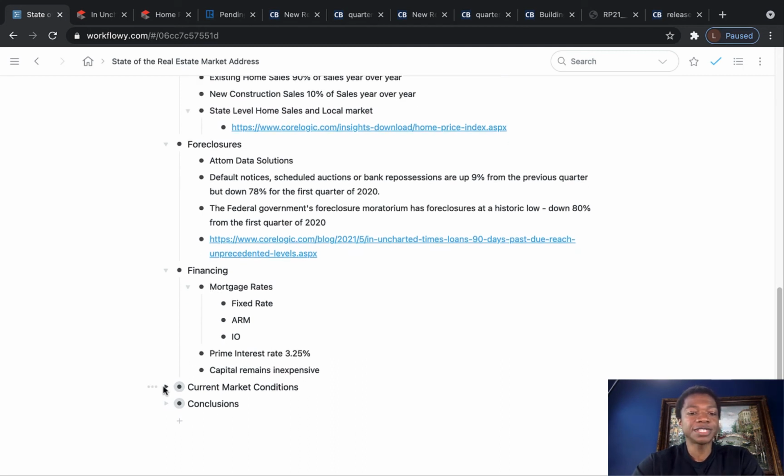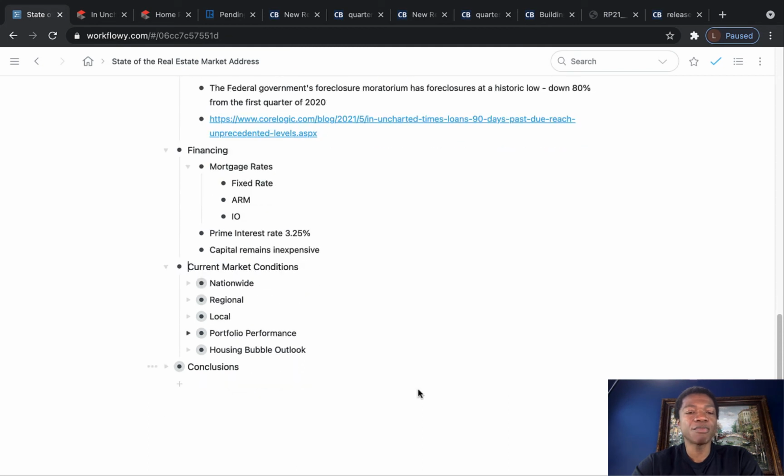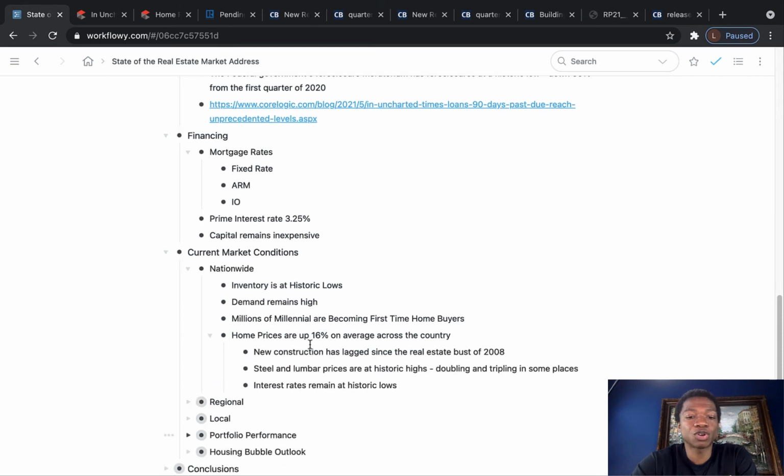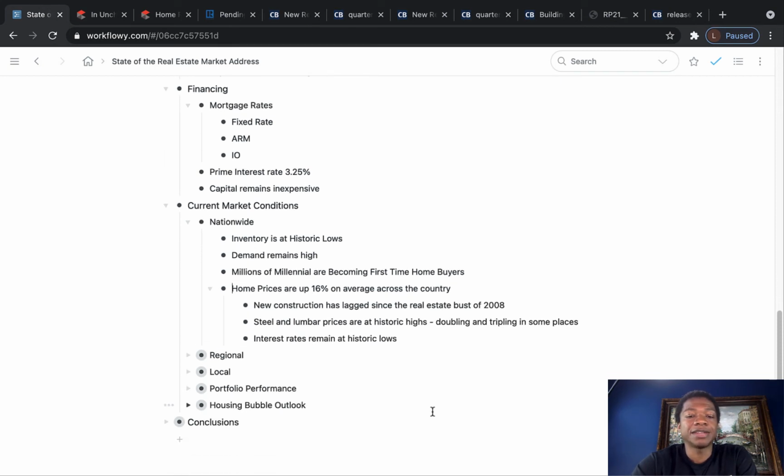And so finally, if we take a look at current market conditions, we see nationwide that inventory is at a historic low. Demand remains very high, and millions of millennials are becoming first-time home buyers. And prices are up about 16% on average across the country. And a lot of that has to do with inventory. New construction has lagged since the last market crash. It really hasn't caught up, but now it looks like that's changing.